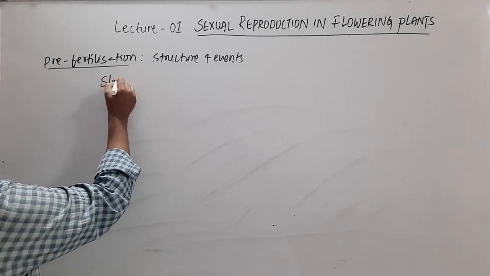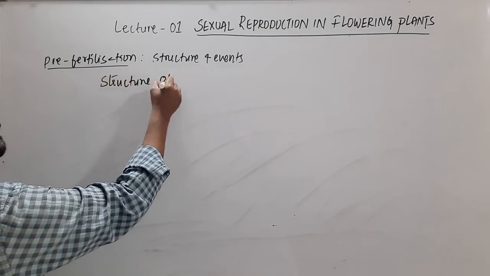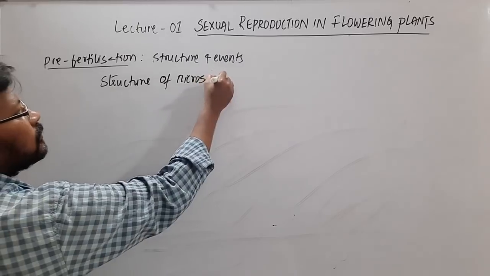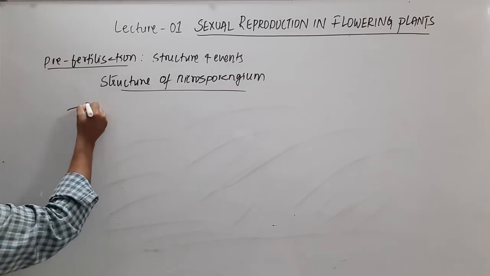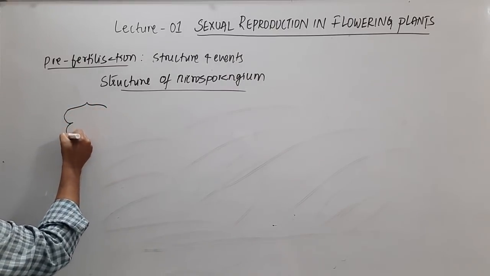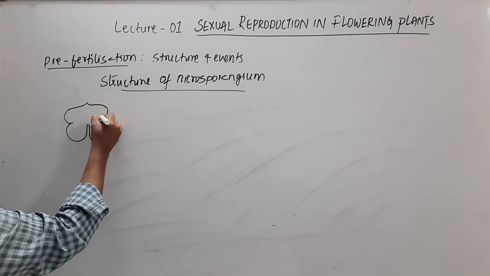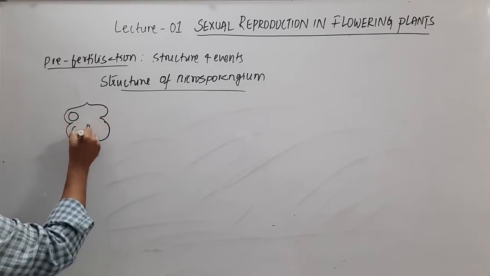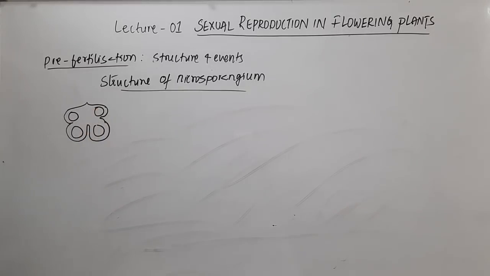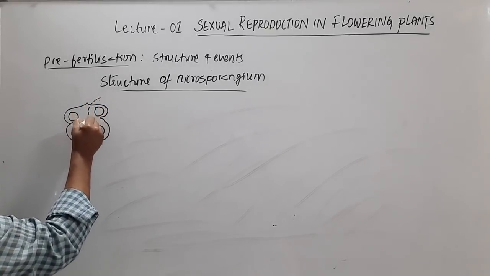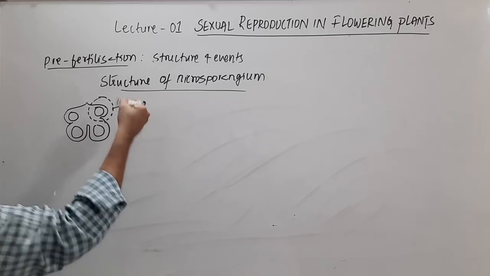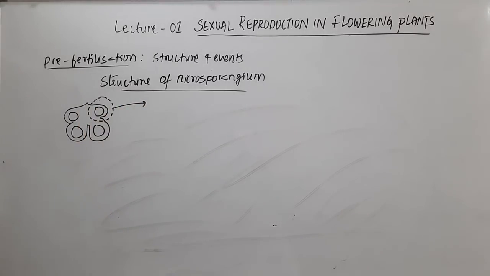So let's see the structure of the microsporangium. Here I'll draw the same part, the anther, in transverse section. These are the four pollen sacs or microsporangia. I'm going to magnify this part and show you the structures that we see along with the microsporangium.